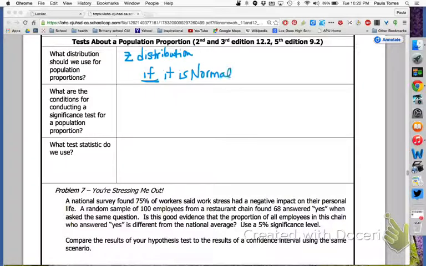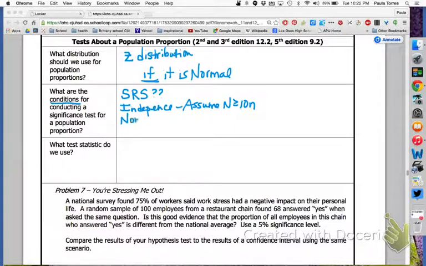And of course, we have our way to test it, which we're going to put down here in the third box. Or no, actually right now. So the conditions, still the same conditions that we're checking, which is SRS, and you need to talk about it. And then independence, still the same assumption that the population is greater than 10 times the sample size. We're not oversampling our population.